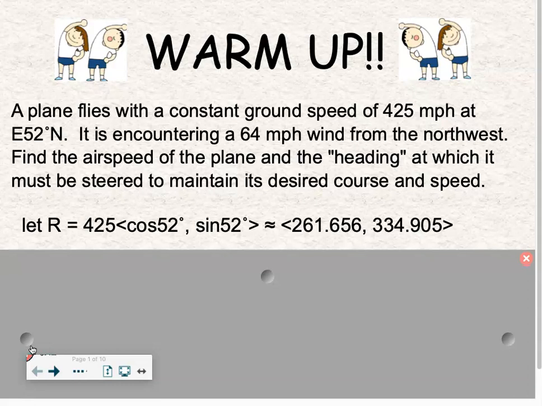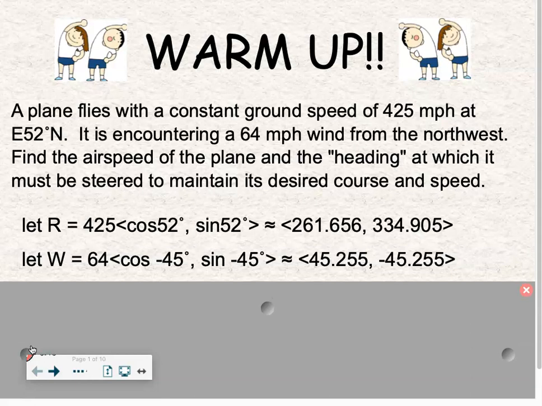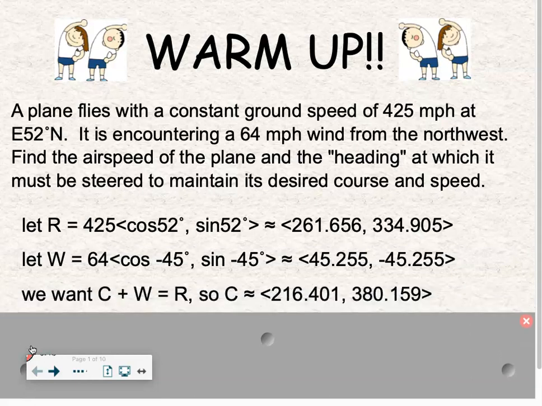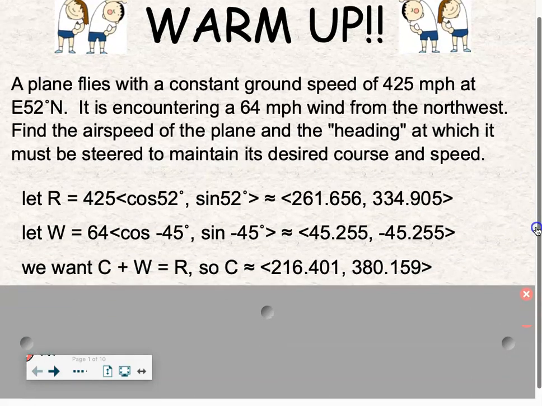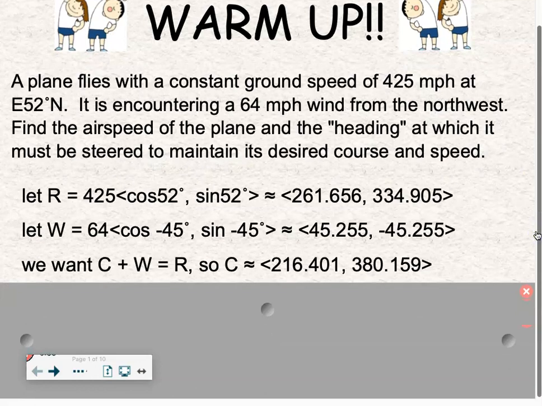So there's my desired resultant vector. There's my wind. And I wrote it out and said, hey, look, we want some speed plus the wind to equal our final resultant. So you're just subtracting. I got the vector 216-ish and 380-ish.